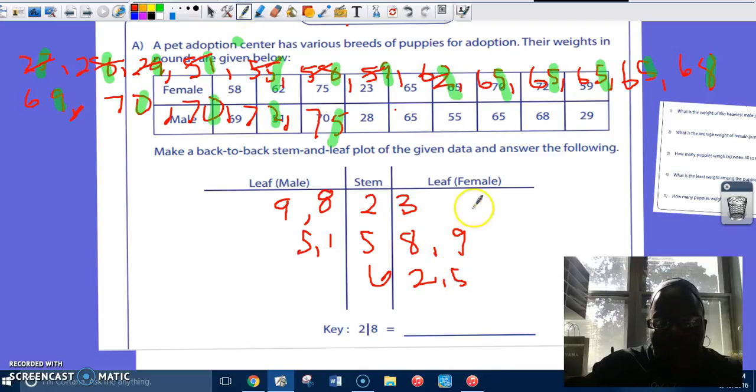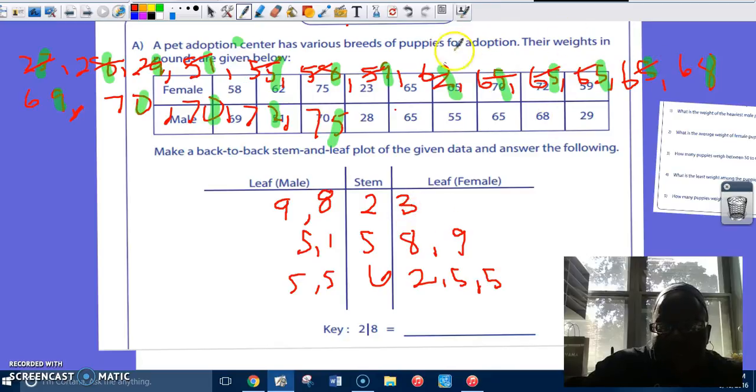So that's 1, 2, 65, 65. Oh, 65 and 65. So there's 2 on both sides. 65, 65. See? 65, 65 for female, 65, 65 for male. Okay? So that takes care of all 4 65s.